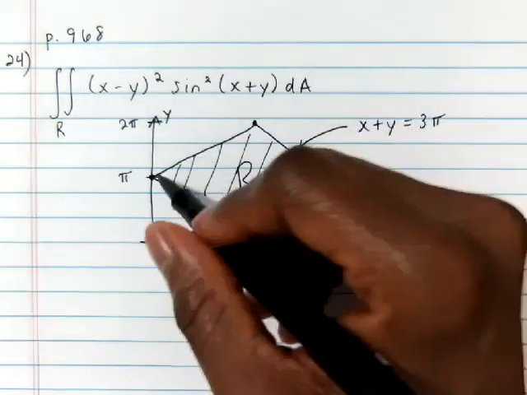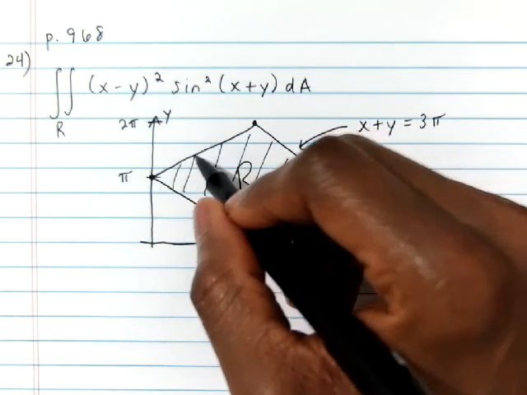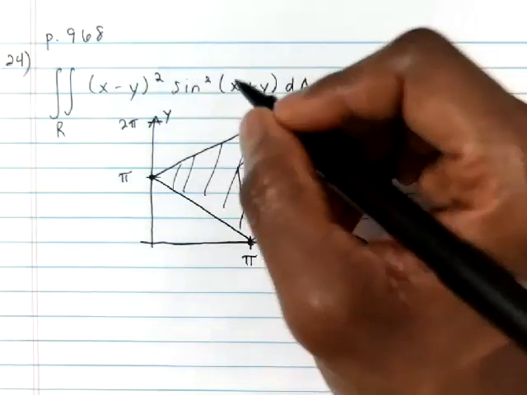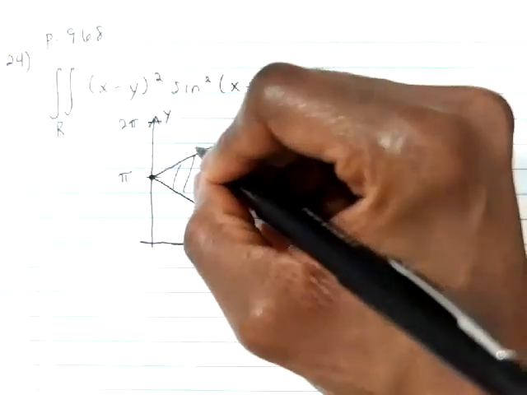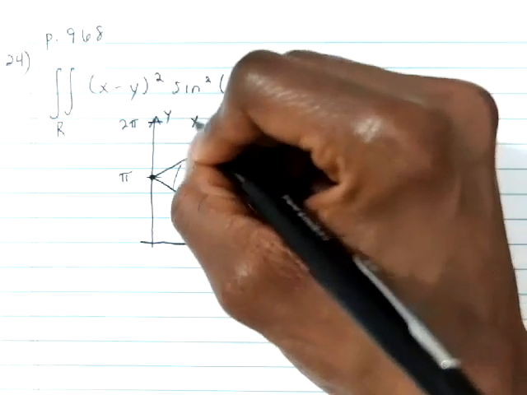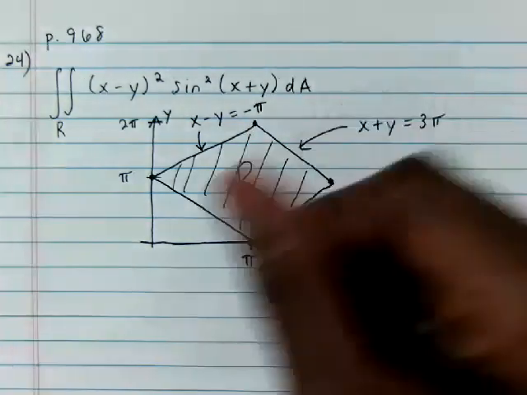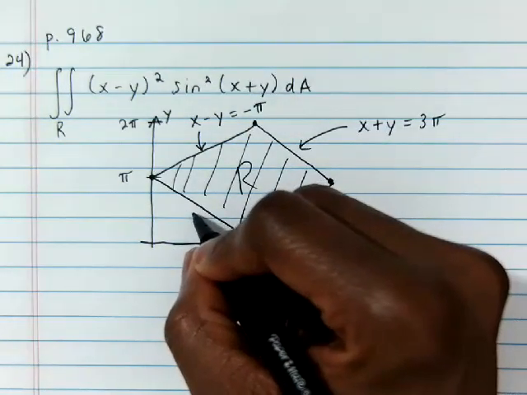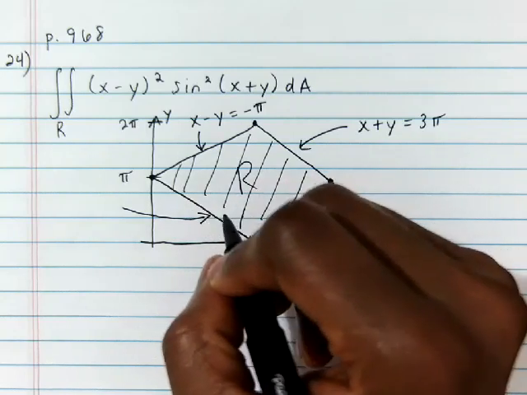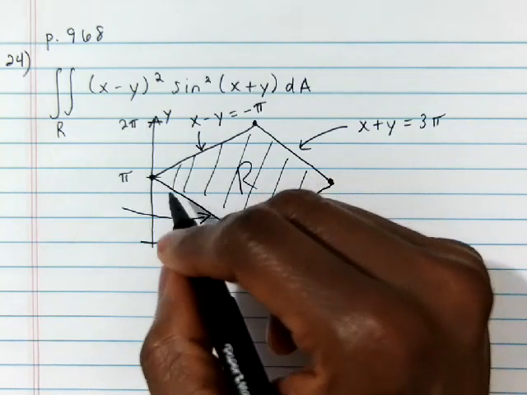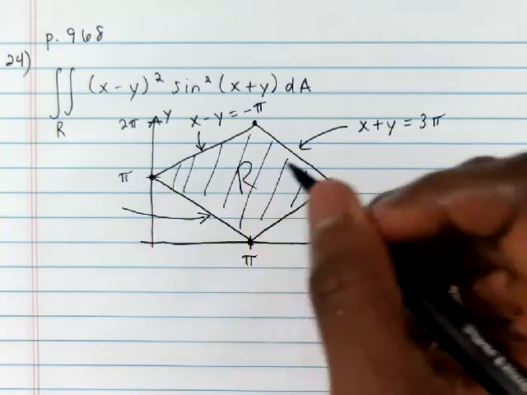Now this line over here is going to be y equals x plus pi, which is the same as x minus y equals negative pi. So this is x minus y equals negative pi. This line here is y equals negative x plus pi, so that's x plus y equals pi.